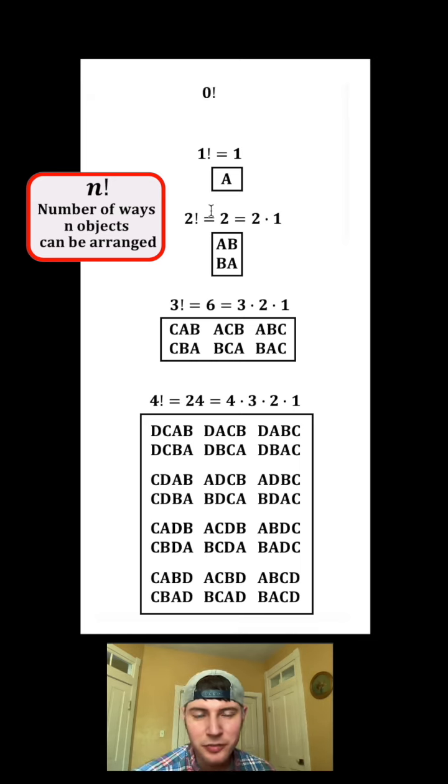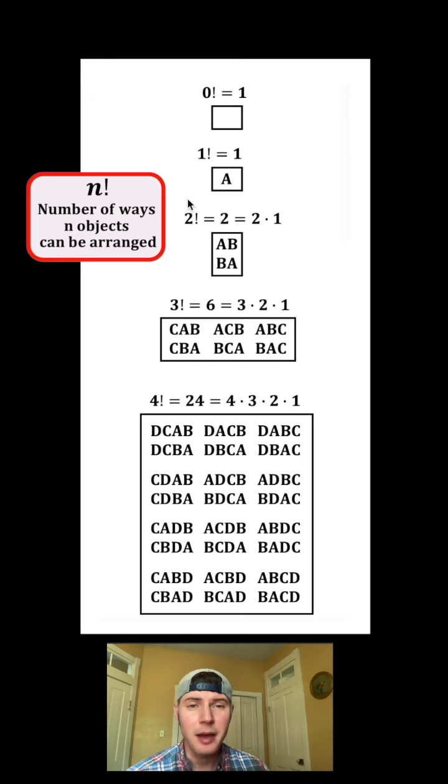Now let's look at 0 factorial. How many different ways can we arrange no objects? Well, there's one way we can do it. That's just to have no objects. So this is equal to 1. It follows the same property. It's just how many different ways can you arrange that many objects?